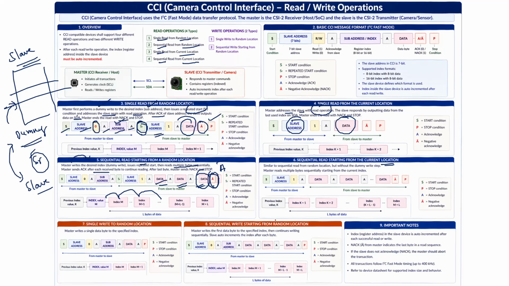Pull-up resistors are also used for pulling your SDA line from low to high. That is the purpose we are using pull-up resistors. Here we are not using any pull-down resistors.